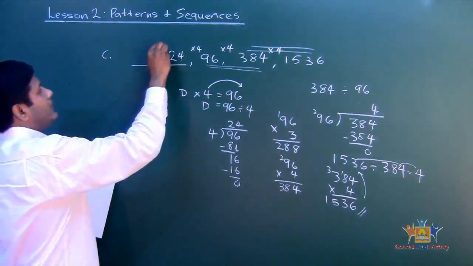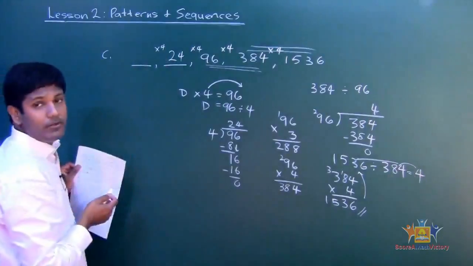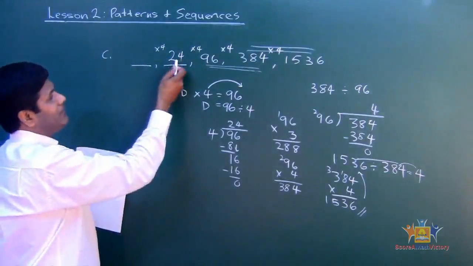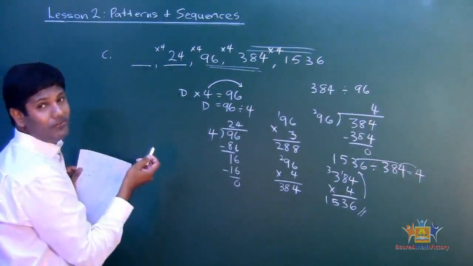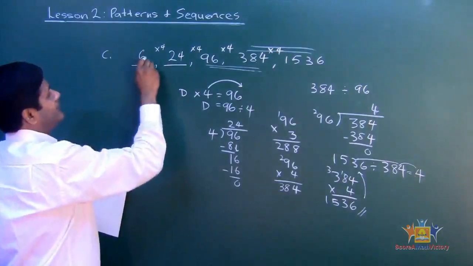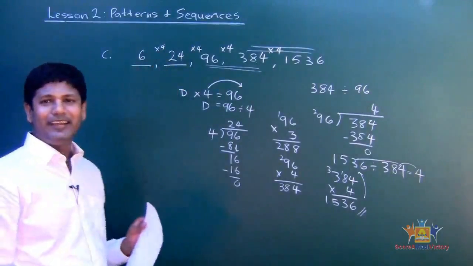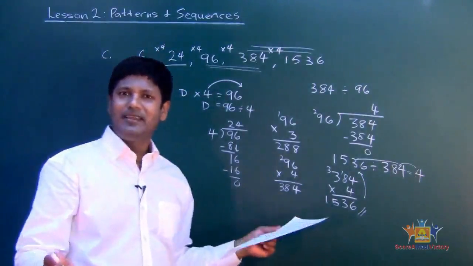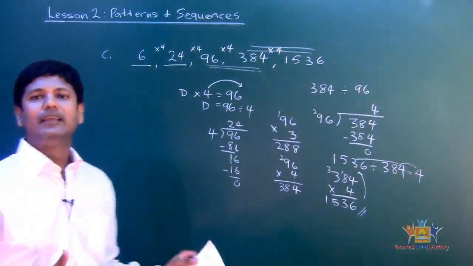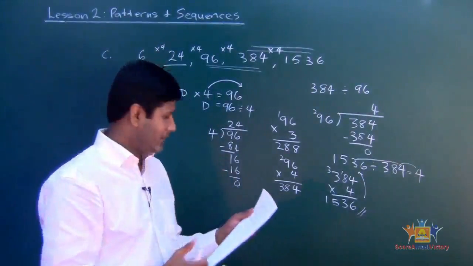Again, this unknown times 4 should give me 24. But that's in our timetable. What times 4 gives me 24? 6. 6 times 4 is 24. Right there. That's it. Pretty easy, isn't it? Alright, what kind of pattern is that? Times 4. Okay, good.